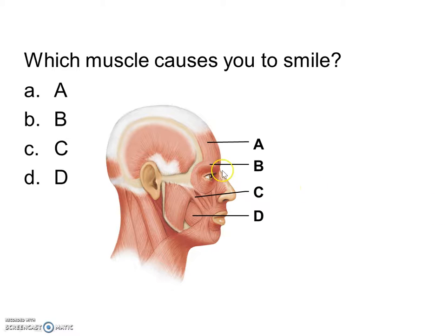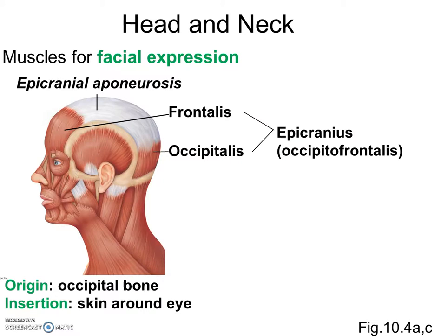So the answer is C. And if you take a look at where the muscle is attached, you've got the zygomatic bone at the origin and the insertion into the corner of the mouth. So when this muscle contracts, it actually pulls the corner of the mouth up, causing you to smile. So this is just an example of how you can look at the location of the muscles and use that to guess the action. So let's go through and look at our head and neck muscles.